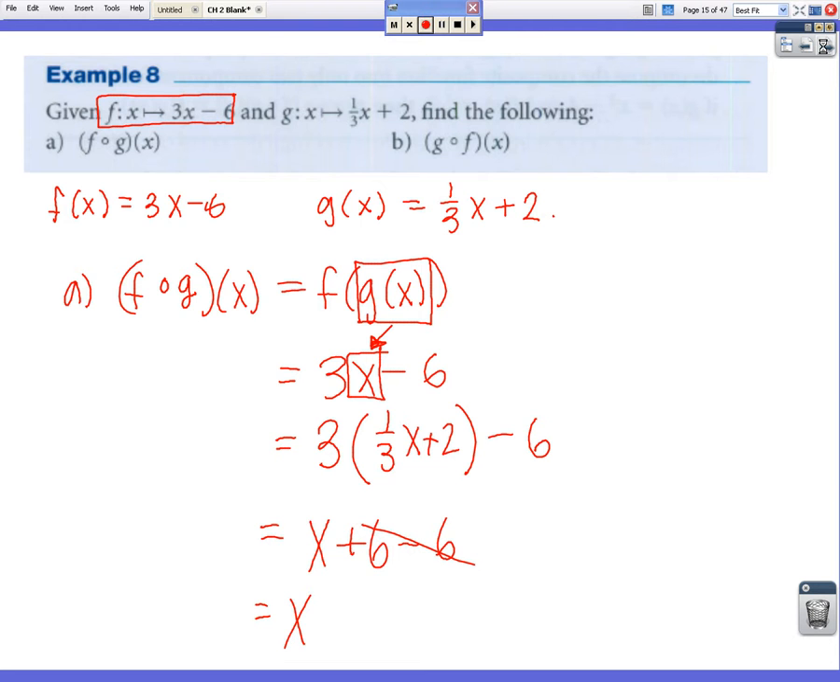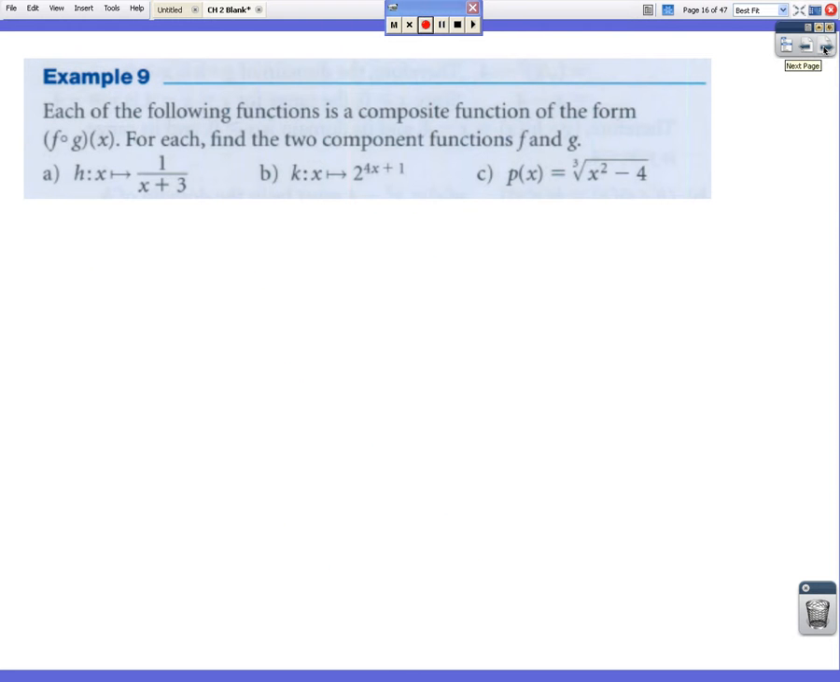Moving on. Example 9 asks you to, given a composite function, find two components f and g. There's actually multiple answers to these problems, but I'm going to do the ones that are probably the most noticeable. So if this is h of x, then there's an f of x and a g of x that could be composed to make h of x.